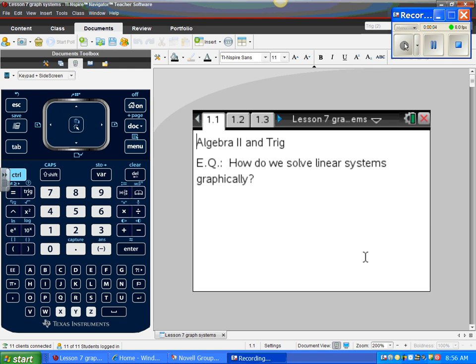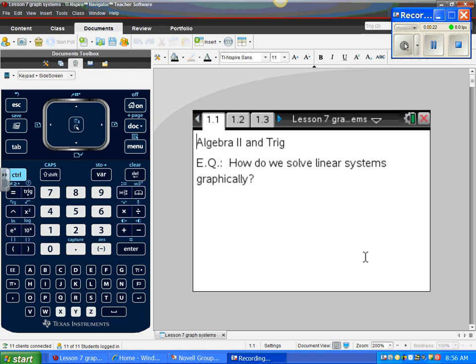All right, so what we're going to be talking about today is systems of equations. We won't get to the inequality part. The inequality part will be tomorrow, okay? So you guys already know how to solve systems of linear equations. You did it in 9th grade. You did algebraic and you did it graphically, okay?